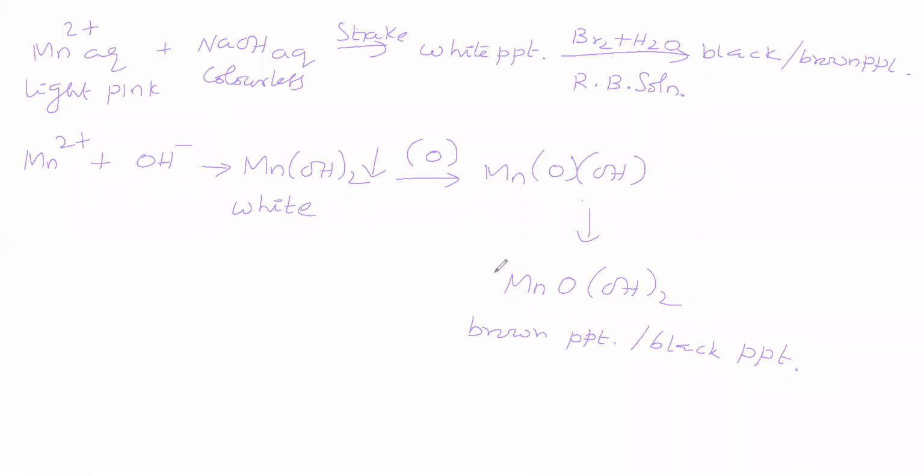We'll see. Here manganese is having +4. Here manganese is having +3. Here manganese has +2. So manganese +2 is converting into +3, further converting into +4. So manganese undergoes oxidation from +2 to +3, then to +4. Oxygen undergoes a reduction. It is a test for Mn2+.